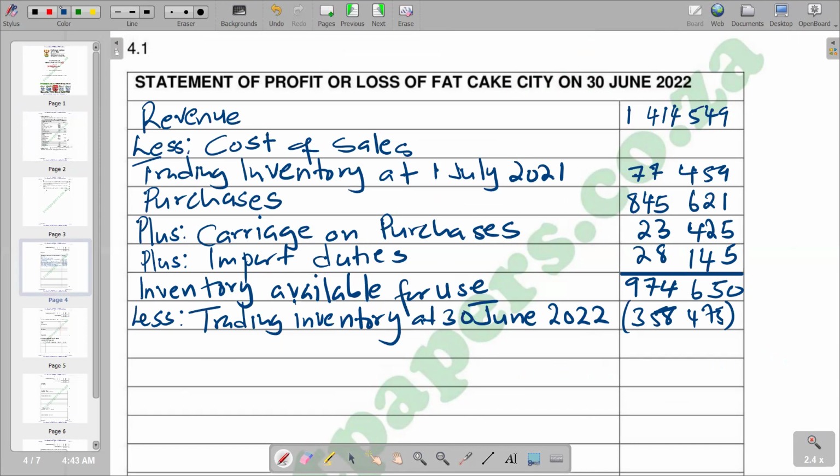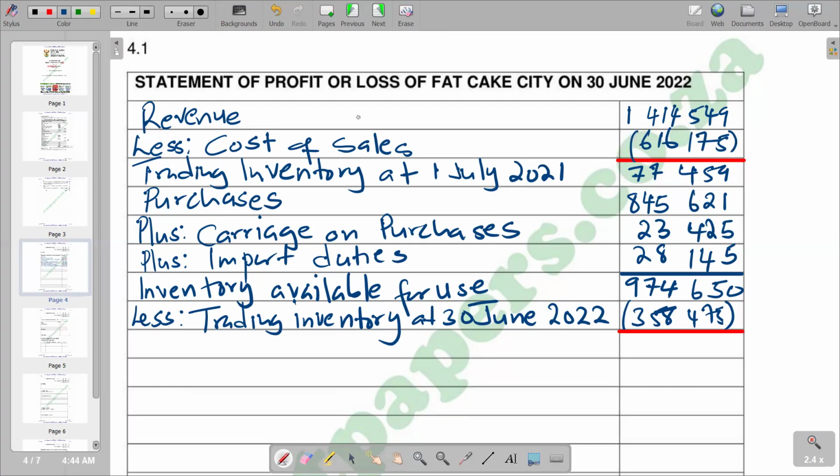Then from there, we can now close so that we calculate the net figure, which is supposed to come here as our cost of sales. So if you say 974,650 minus 358,475, you get a net figure of 660,175. And we are saying less, so we are subtracting.